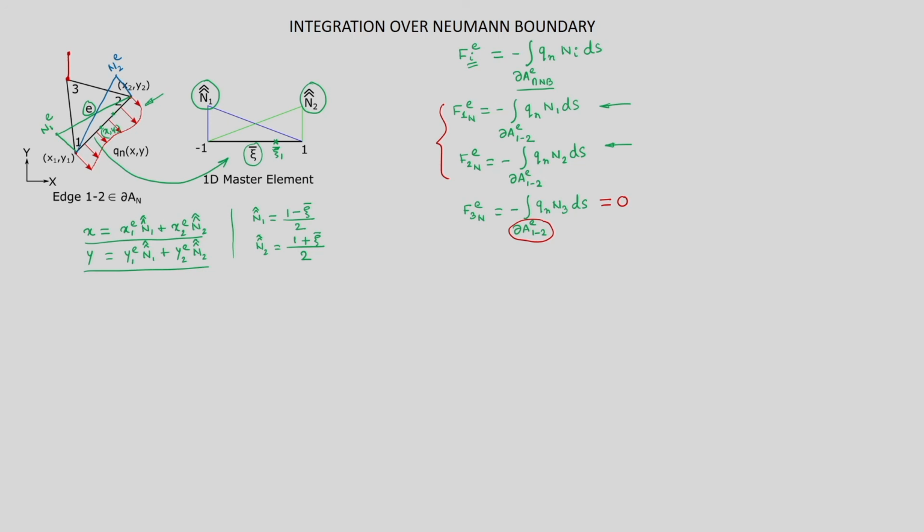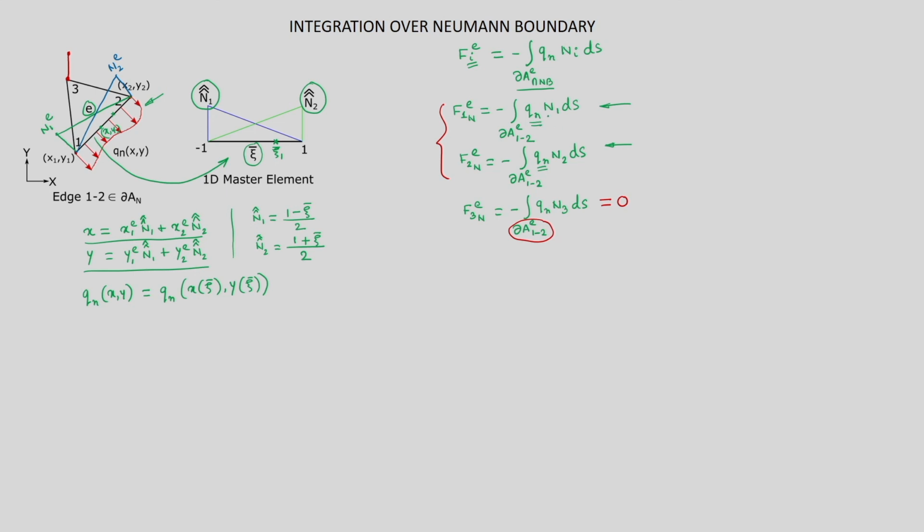Alright. Now, what else do we need? We need to find out qn at a given x, y. For a given point xi bar, we can find the corresponding point x, y in the physical element, so that we can use it to find out qn. So we can write qn at a given point x, y as qn of x as a function of xi bar comma y as a function of xi bar. So for a given xi bar, I can evaluate qn.